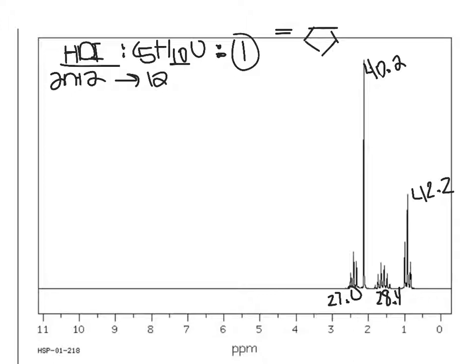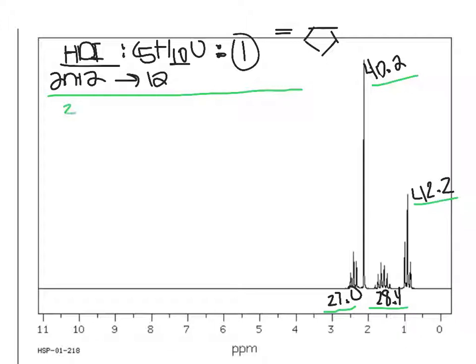The next thing I'm looking at are the integration values, which can be located right here as I've written them in. So I have an integration value of 27, 40.2, 28.4, and 42.2. So what I'm going to do with these, I'm going to divide by the smallest integration value, and by multiplying them to get a whole number, I should be able to add them to get the number of hydrogens in my molecule.